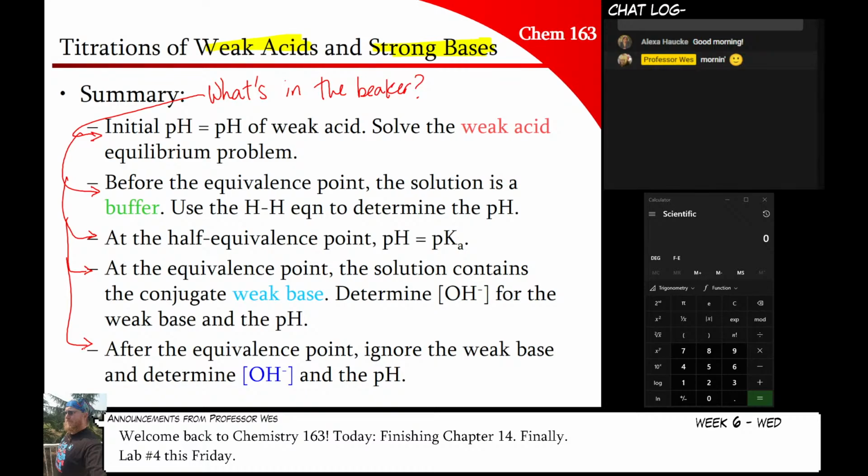A lot of these are going to use a before-after table to help you figure out what's in there. In fact, you could just use the before-after table every time with a titration problem to help you visualize what's in the beaker. If you don't like drawing a picture, then writing out the before-after table and saying, oh, there's 0 of this in here, so what happens? That could help you. So I'm going to give you one more problem to do.